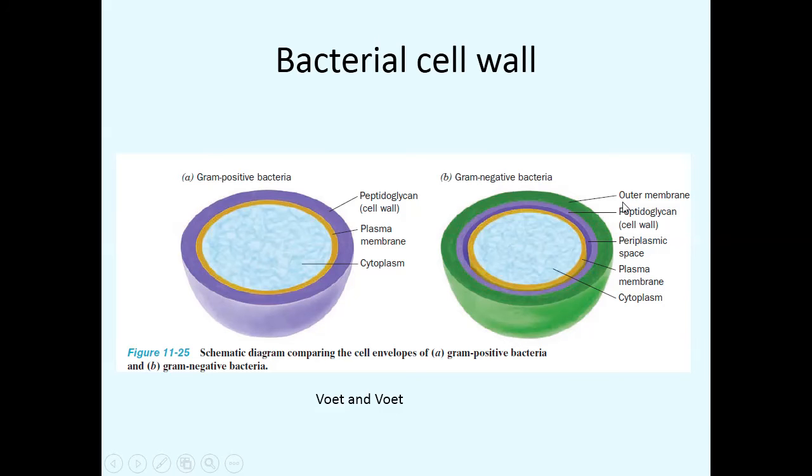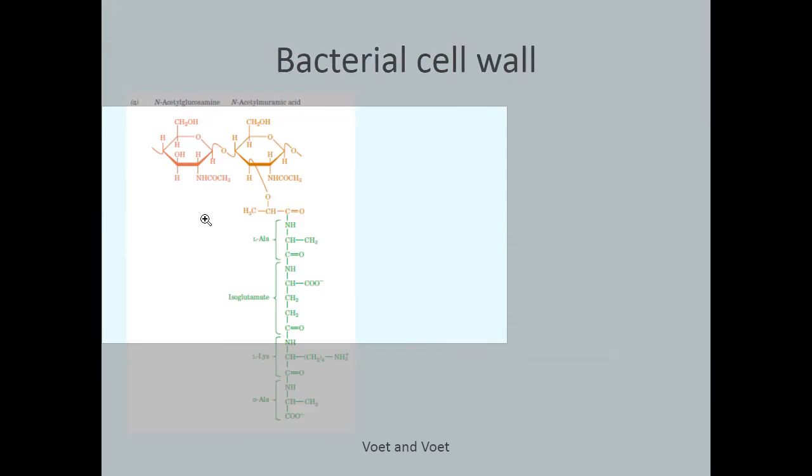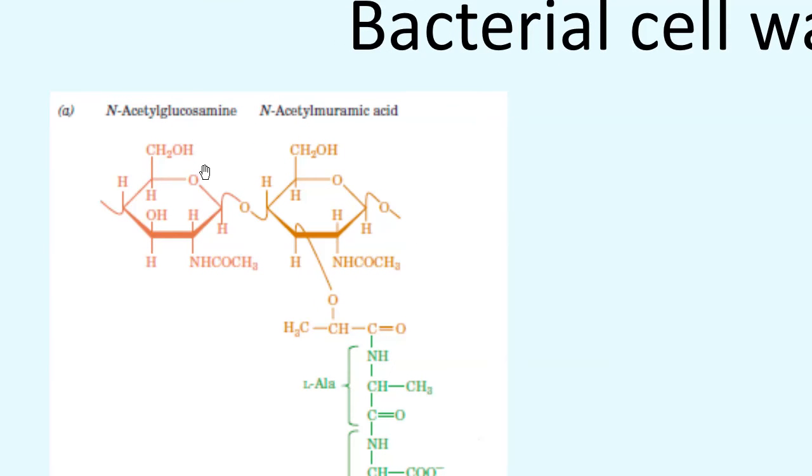We will now look at the structure of peptidoglycan. Peptidoglycan is a heteropolysaccharide. It is made up of two types of subunits. These subunits include N-acetylglucosamine and N-acetylmuramic acid. We have previously seen the structure of N-acetylmuramic acid when we talked about carbohydrate derivatives.